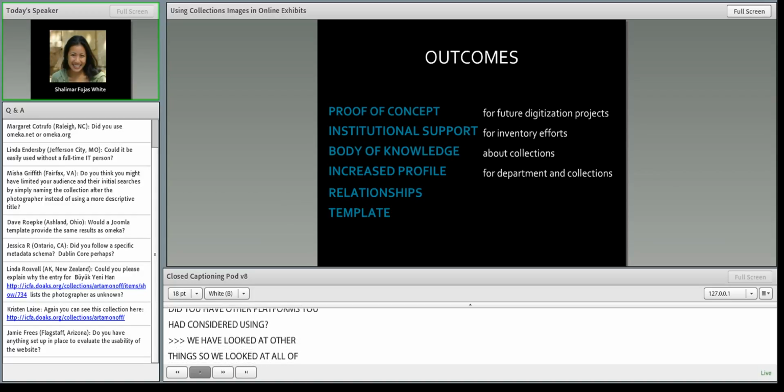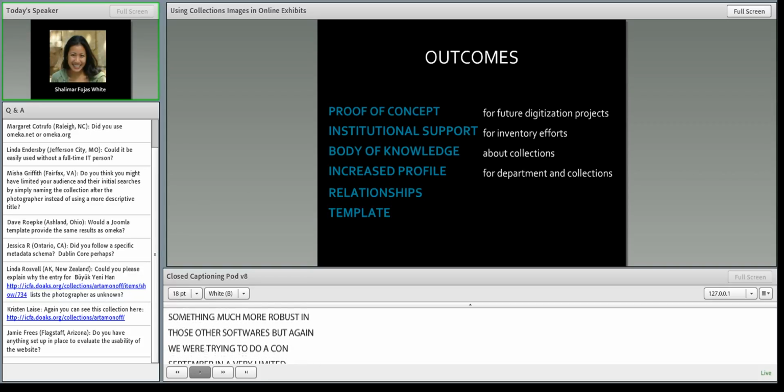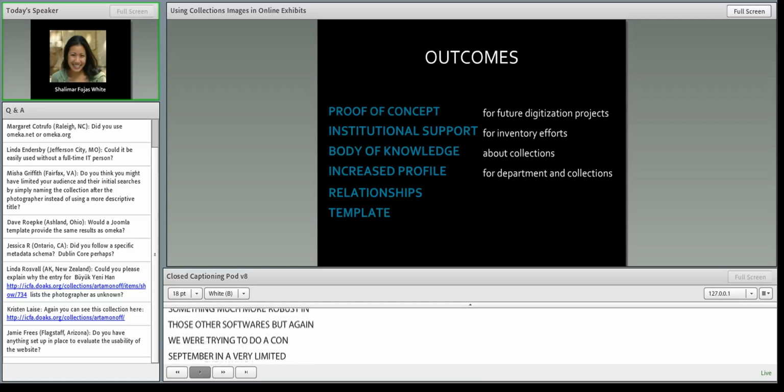So as I said earlier, it's about selecting the right tool for your project. We could certainly have done something much more robust in those other software, but again, we were trying to do a proof of concept in a very limited amount of time with very limited resources. So this is what we were able to do, and we were also taking advantage of the fact that we had made contact with the Omeka developers at the Center for History and New Media, and we were leaning on them a lot during the project as well. Okay, great. And I see one more question in, but maybe I'll let you keep going, and then we'll get to Jamie's question towards the end.